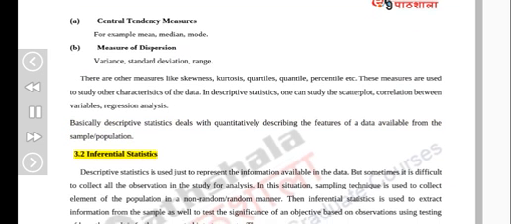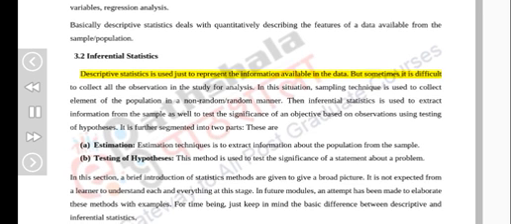3.2 Inferential statistics. Descriptive statistics is used just to represent the information available in the data. But sometimes it is difficult to collect all the observations in the study for analysis. In this situation, a sampling technique is used to collect elements of the population in a non-random or random manner. Then inferential statistics is used to extract information from the sample as well as to test the significance of an objective based on observations using testing of hypotheses.